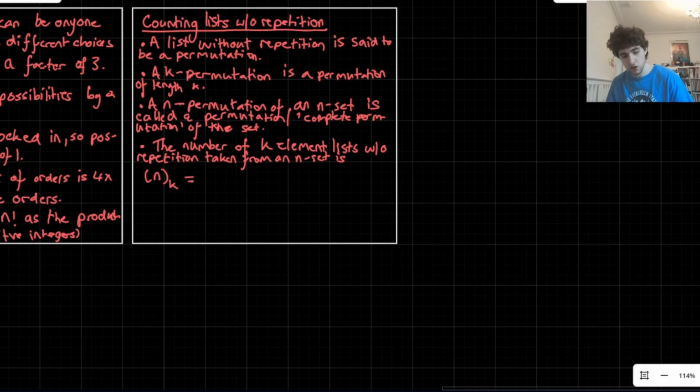Okay, and the way that you compute it is as follows: n factorial divided by (n minus k) factorial, which is in other words n times (n minus 1) times all the way down to (n minus k plus 1).